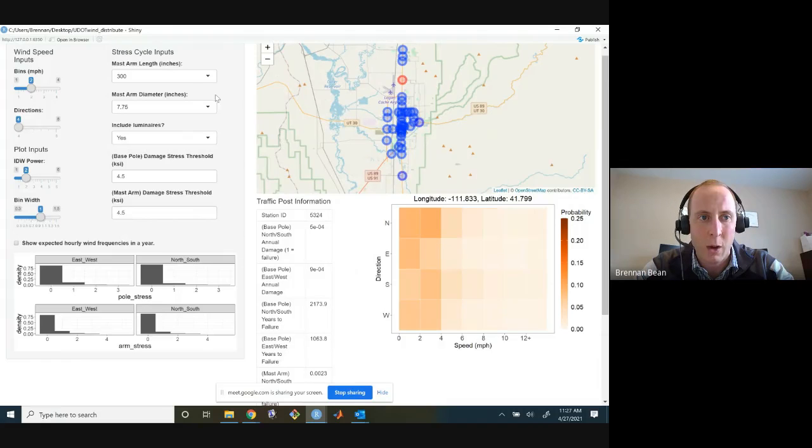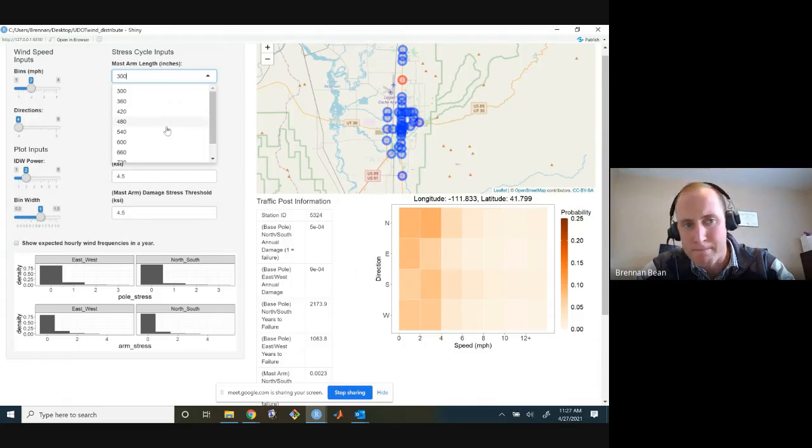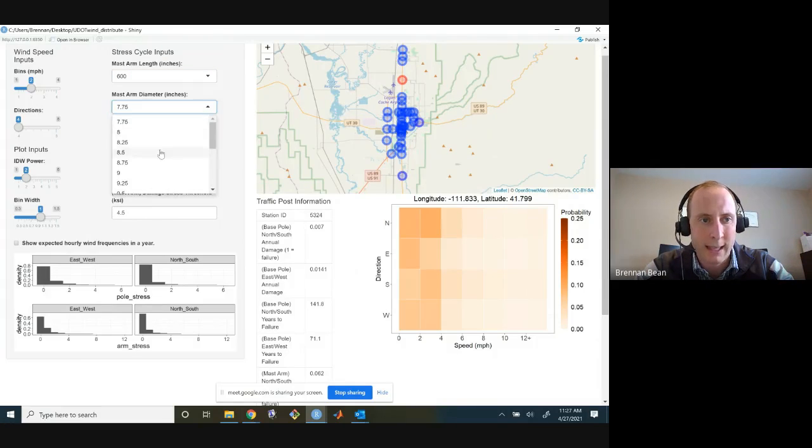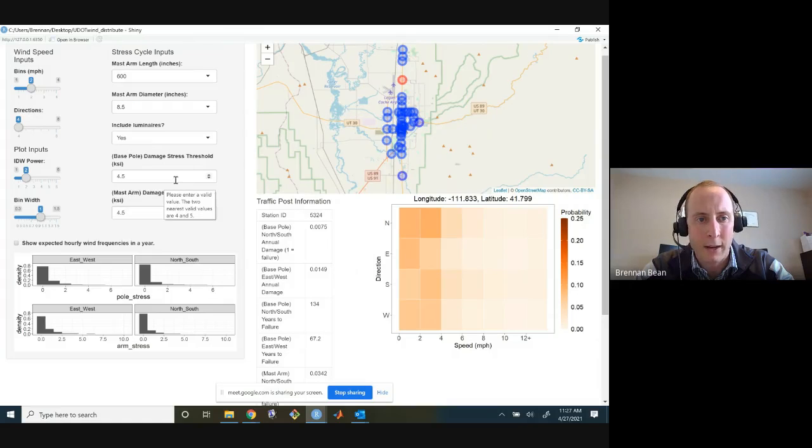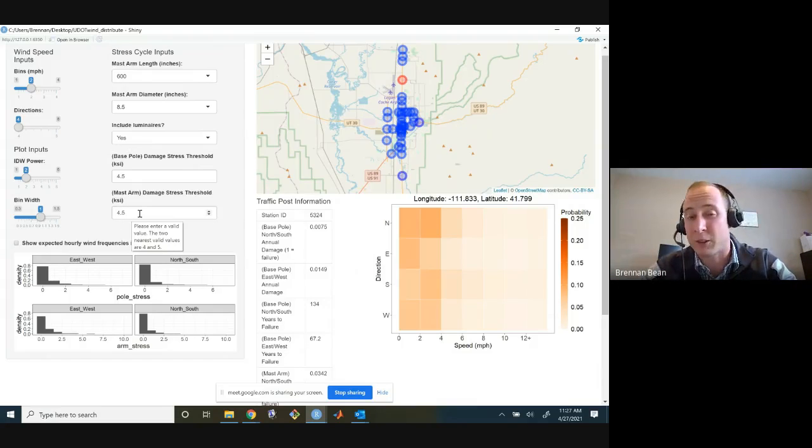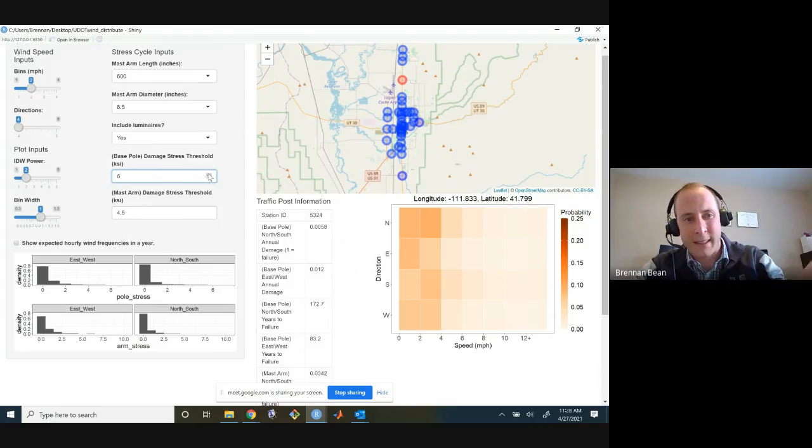They also change when we put in different properties of the particular traffic pole. So as we change the mast arm length, change the mast arm diameter, we can also change the threshold at which we expect damage to occur from a stress. From the literature that we found, 4.5 is what was recommended, but that could theoretically be changed. As it goes up, naturally, we're saying that it takes more stress to induce any type of fatigue damage. And so these years to failure go up as I click up, and as I go down, it would be the opposite.